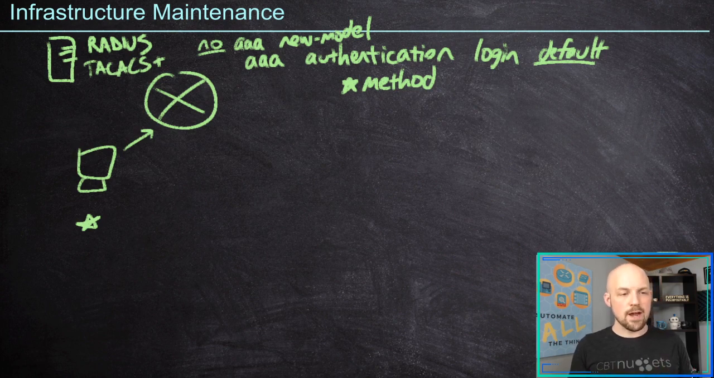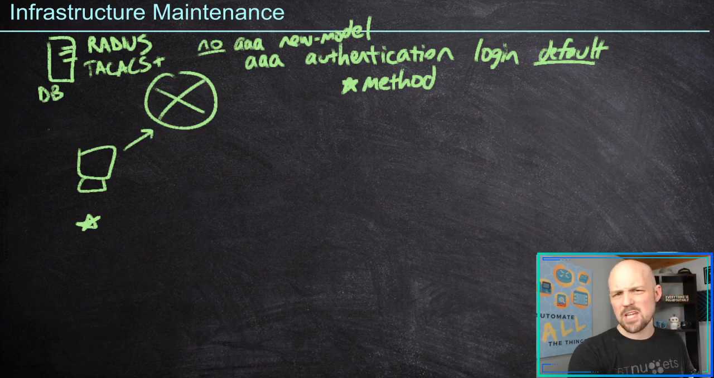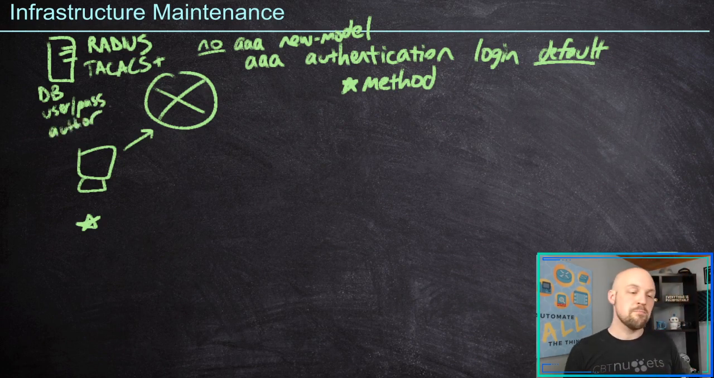So we have a RADIUS or TACACS+ server, and this is going to store the database of pretty much everything. This can do username and password. This can do authorization, so it can do permissions, basically. And it can be an accounting server as well, I believe. Usually we drop accounting off into a logging server, but you can definitely store your logs wherever you want. As far as this RADIUS server is concerned, it's going to be the decision maker, basically.